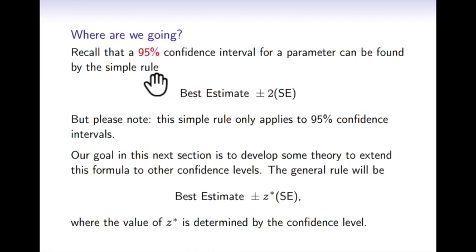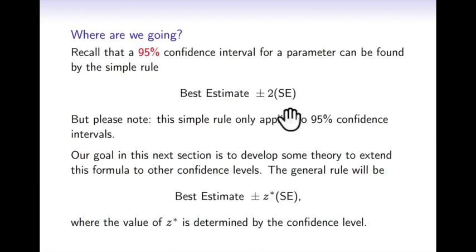If you remember, early in the semester, if we wanted to develop a 95% confidence interval for a parameter, we had a really simple rule that we could use. We could pull a sample, a random sample out of a population and get our best estimate for that parameter. So for example, if we were trying to get a confidence interval for a mean, we would get a sample mean. If we were trying to get a confidence interval for a proportion, we would get a sample proportion. There was some way that within that sample, we could find a best estimate for that population parameter. That formed the center of our confidence interval.